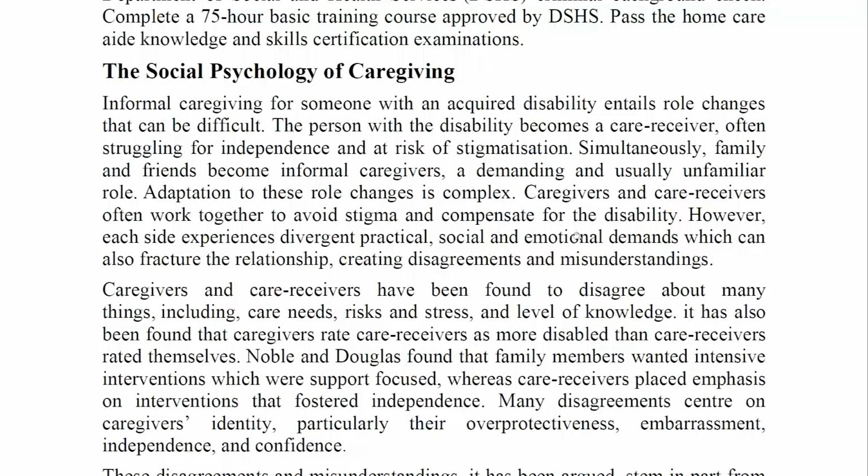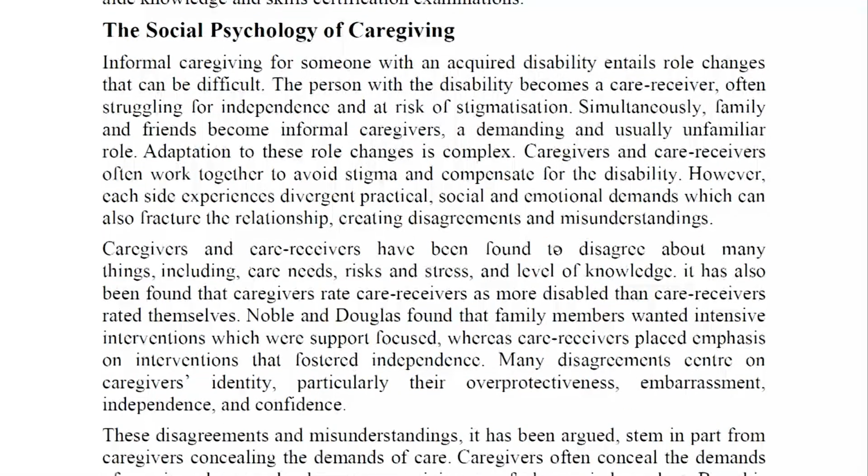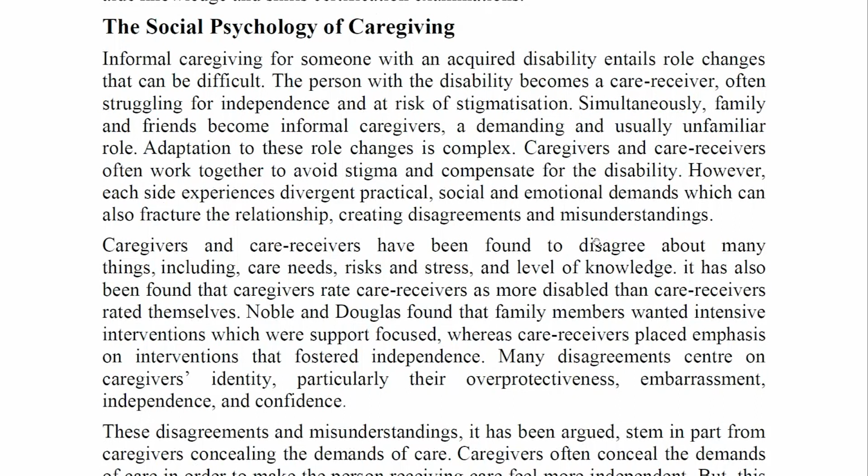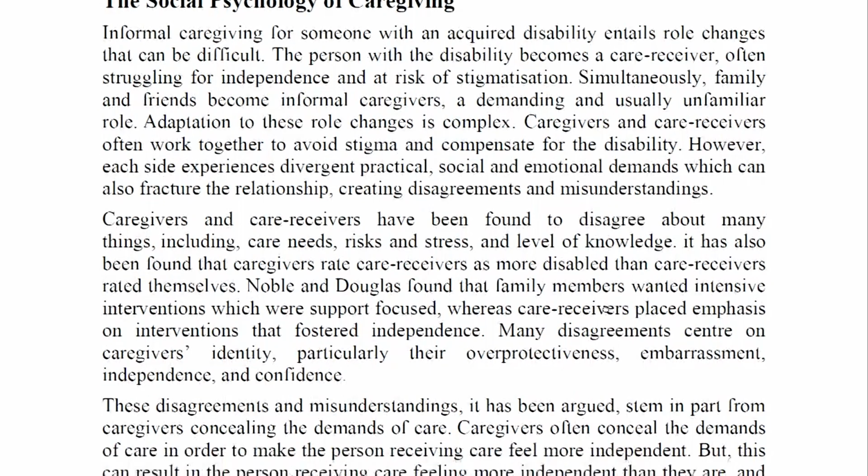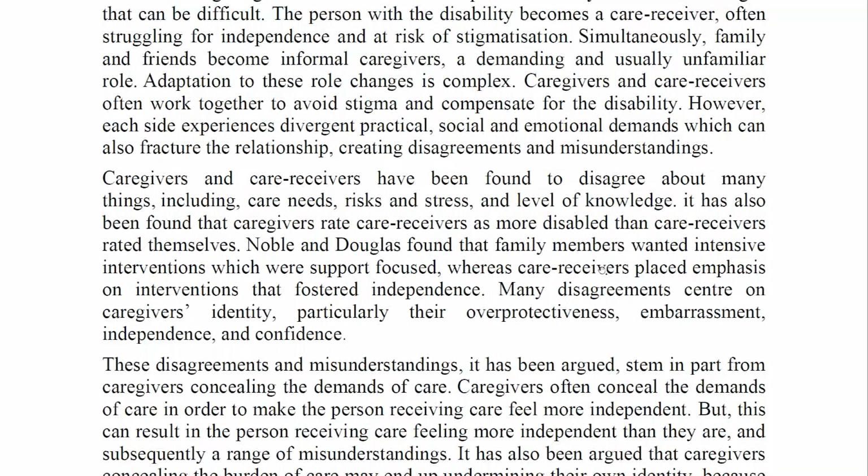The social psychology and caregiving. Informal caregiving for someone with an acquired disability entails role changes that can be difficult. The person with the disability becomes a care receiver, often struggling for independence and at risk of stigmatization. Simultaneously, family and friends become informal caregivers, a demanding and usually unfamiliar role. Adaptation to these role changes is complex.